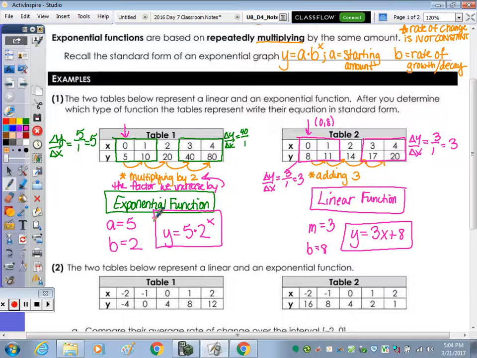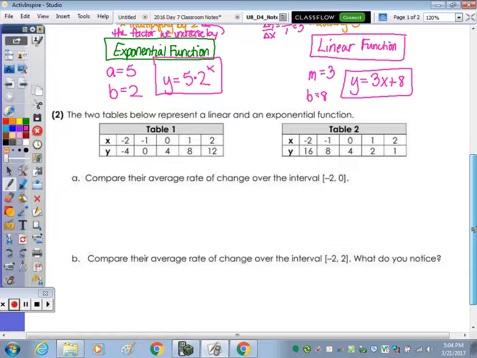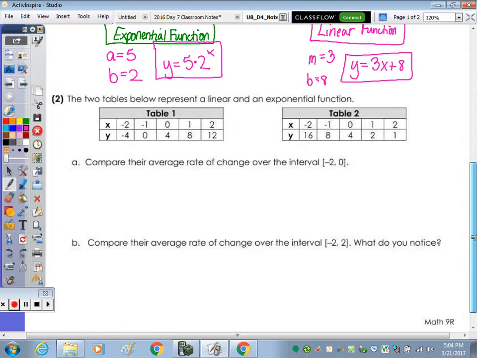Number 2, it says the two tables below represent a linear and an exponential function. Compare their rate of change over the intervals, and then what do we notice in part B? Okay, so let's look at table 1 versus table 2. We look at the x's, they're still increasing by 1.